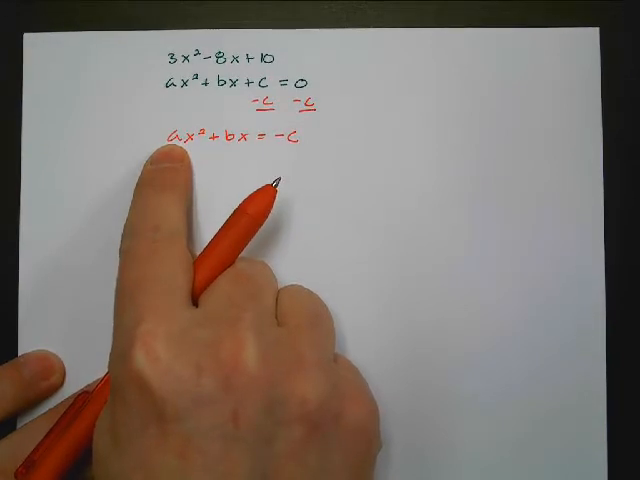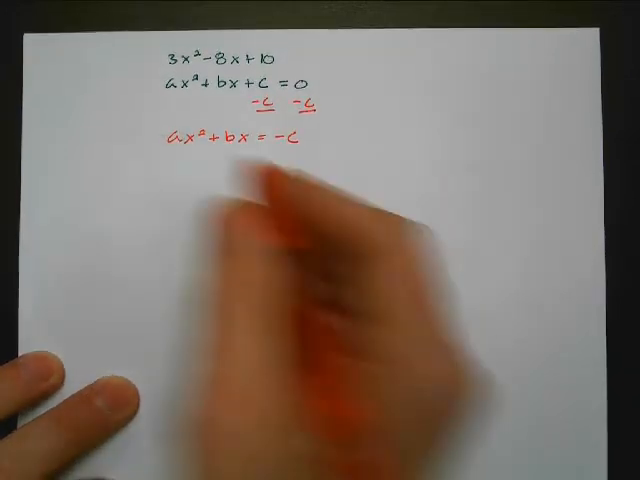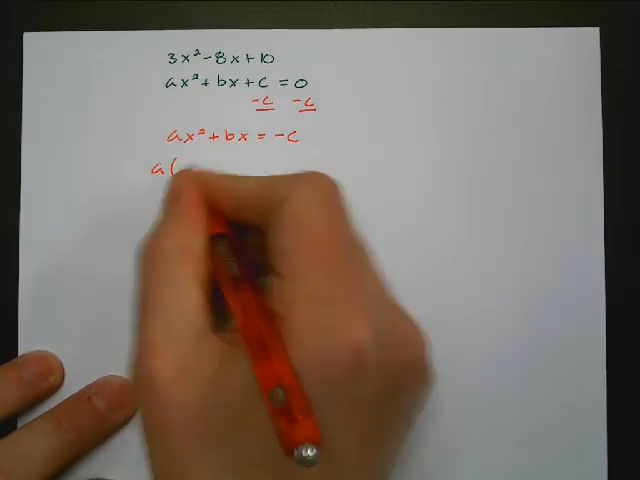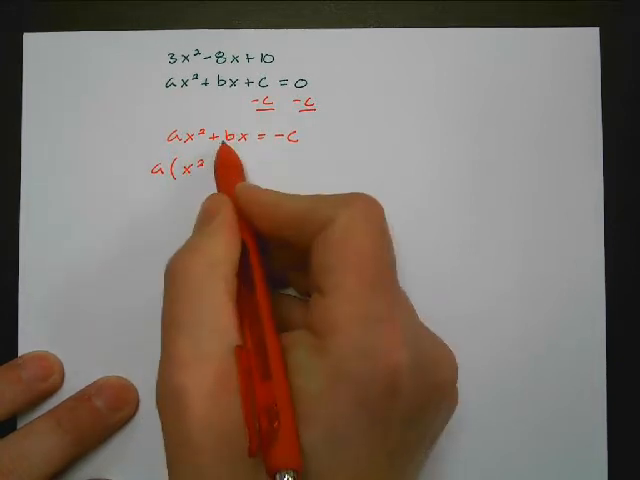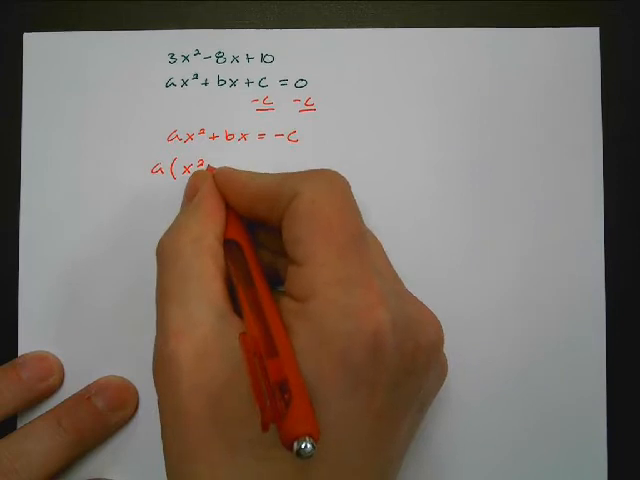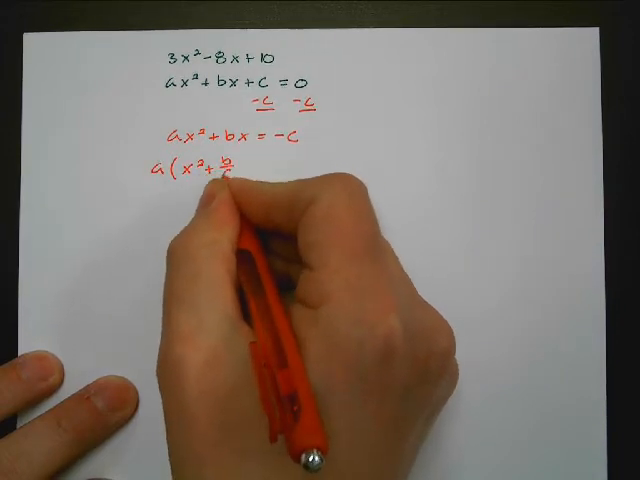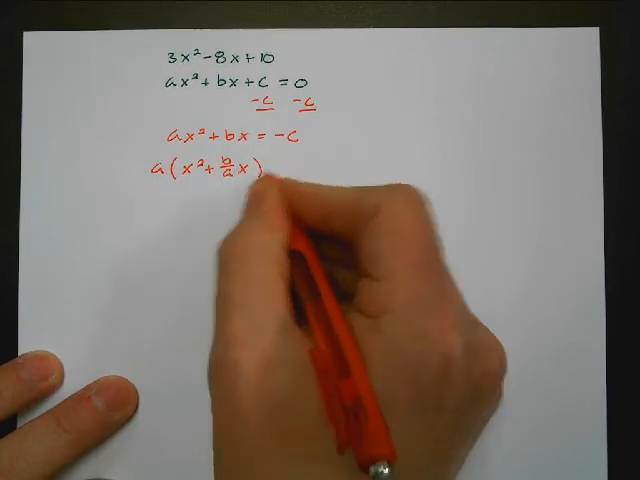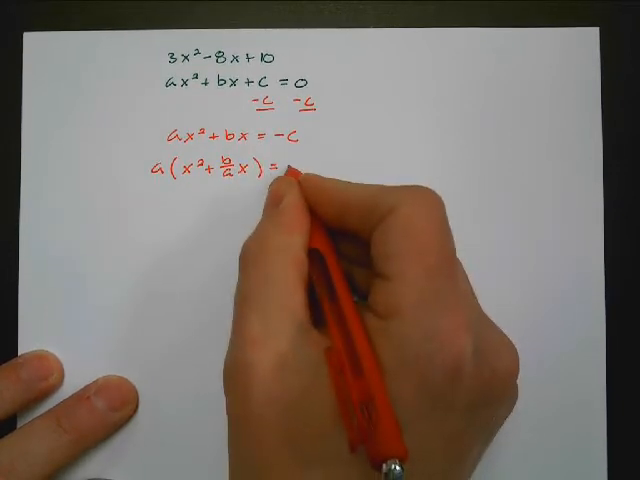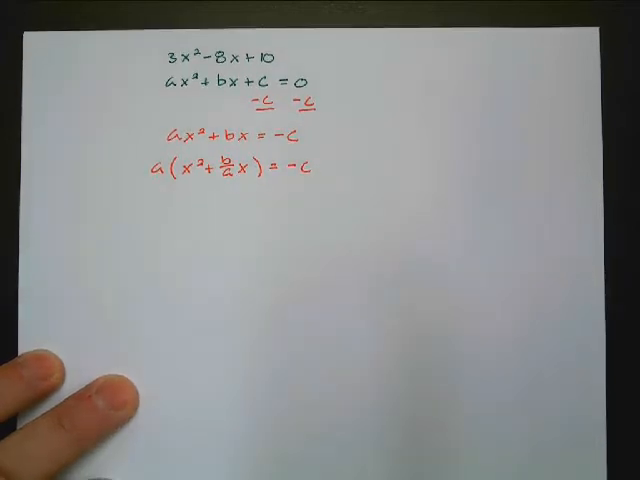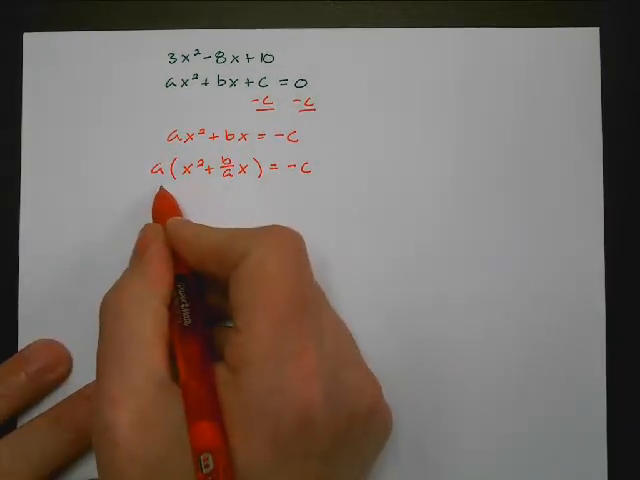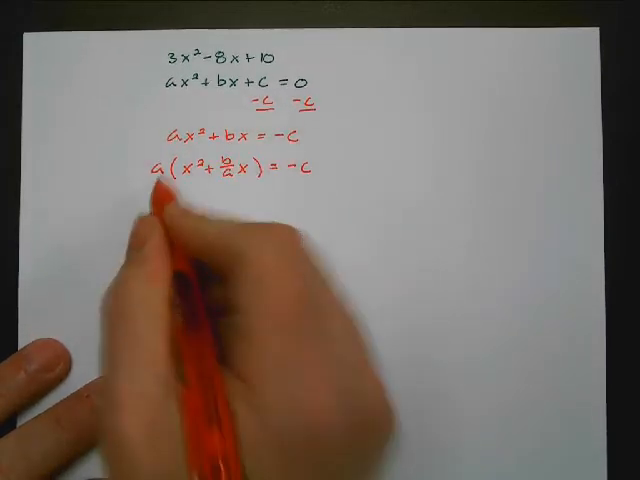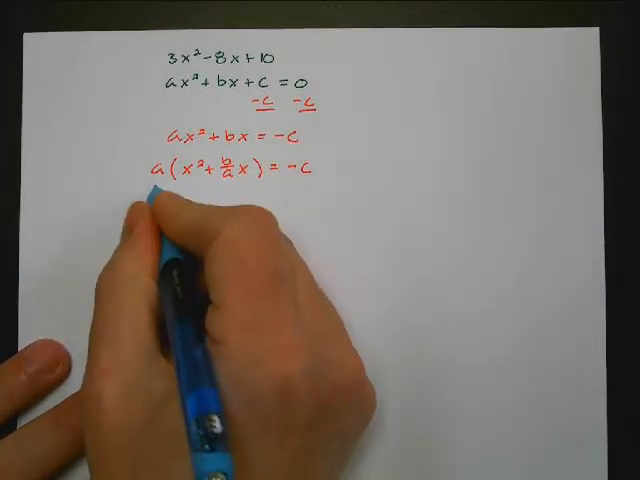All right, now we can see that we have an A value here, so I'm going to factor that out. So I'm going to factor out A. I'm going to put the A out here. ax squared divided by a is x squared. bx divided by a is b over a, x, equals negative c. All right, not too bad, not too bad. Now what I'm going to do is divide both sides by A. I should have done this a different way. Oh, well, we're just going to do it this way because I started like this. So I'm going to divide by A.